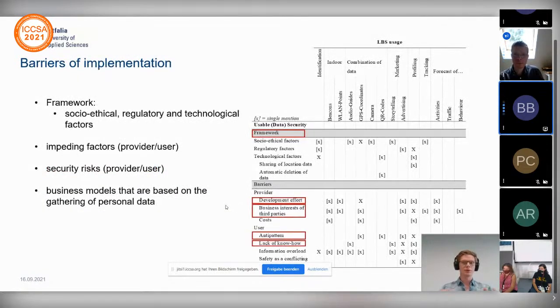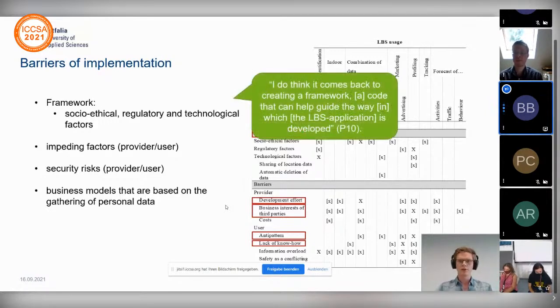Thank you very much. I will introduce you to the barriers of implementation. I will present you the findings. On the right, you can see a graphic which shows the category usable data security in relation to usable LBS usage. And there it becomes very apparent that there's a need for a framework. This framework includes socio-ethical factors, regulatory factors, and also technological factors.